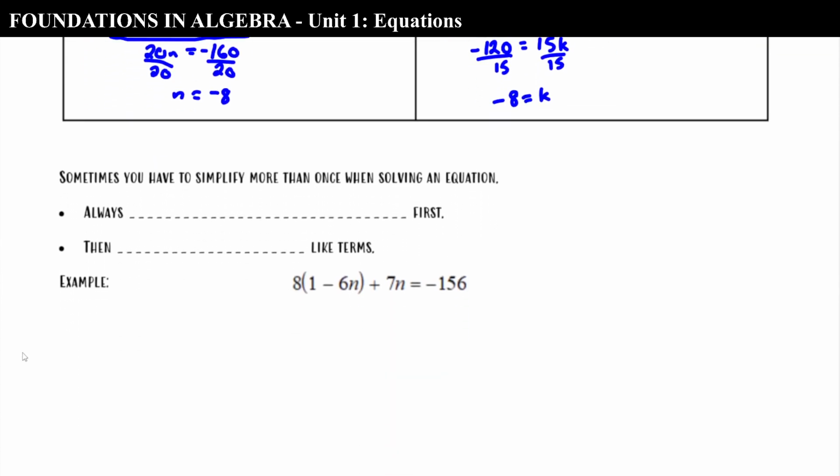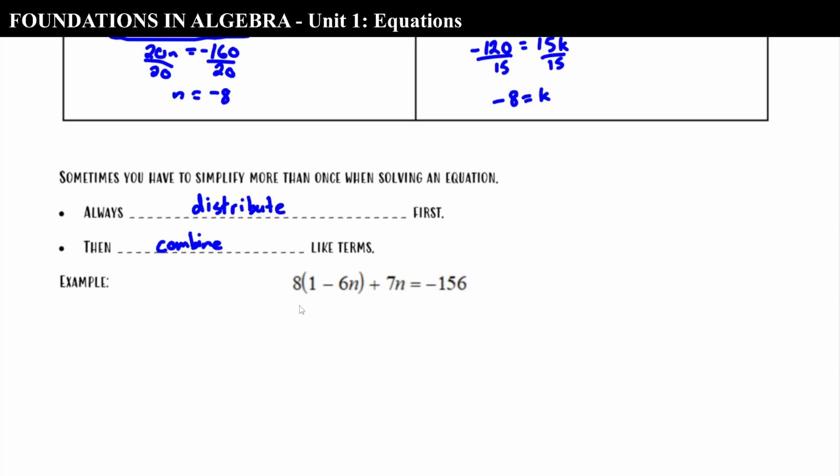Now, sometimes you have to simplify more than once when solving an equation. So follow these couple of rules. Always distribute first. Okay? Then you're going to combine like terms. Then after you do those two things, you'll start moving things from one side to the other. So let's take a look at this example.